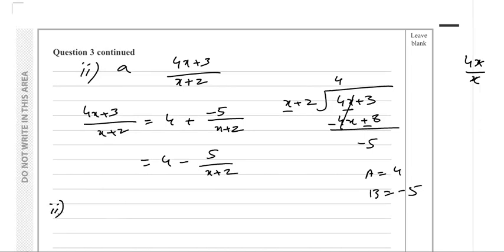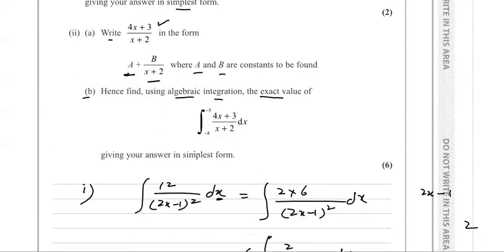So part 2b, integrate now from -8 to -5 4x plus 3 over x plus 2 dx. That we have to integrate. Let's make sure the values we write. Yes, -8 to -5, and give your answer in the simplest form.